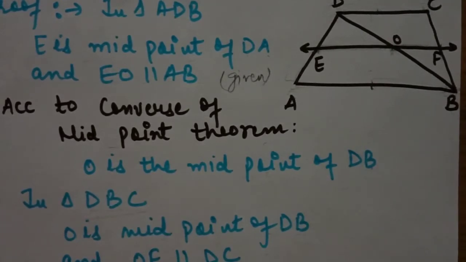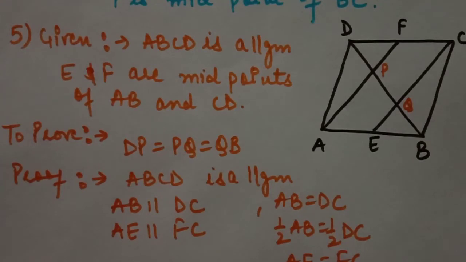Now question number 5 from your NCERT exercise 8.2: in a parallelogram ABCD, E and F are the midpoints of the sides AB and CD respectively. Show that the line segments AF and EC trisect the diagonal BD. Trisect the diagonal BD. So students, what does it mean?